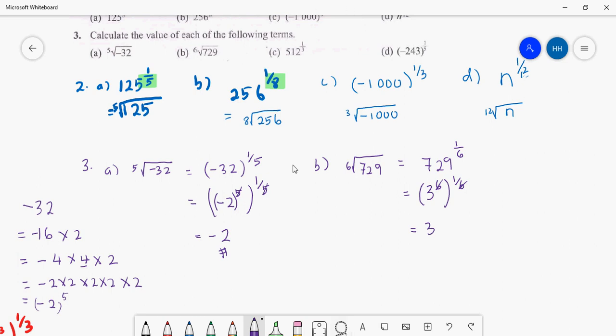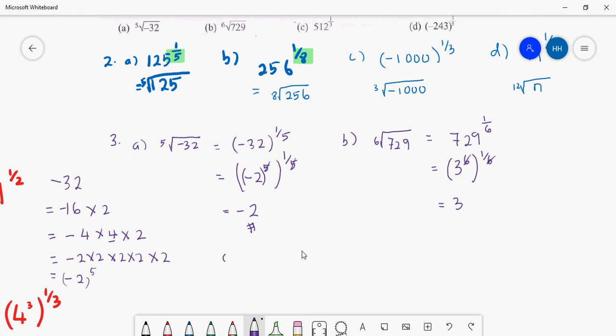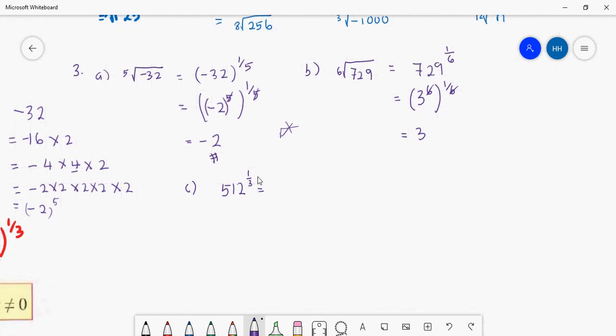Question C. 512 to the power of 1 over 3 is equal to... For this question you don't have to write in surd form. You can simplify the number 512, 512 to the power of 1 over 3.